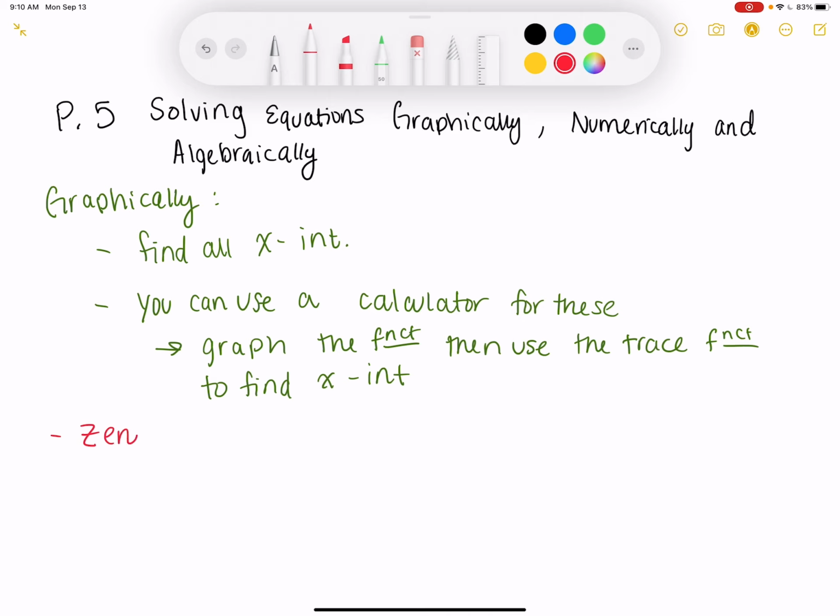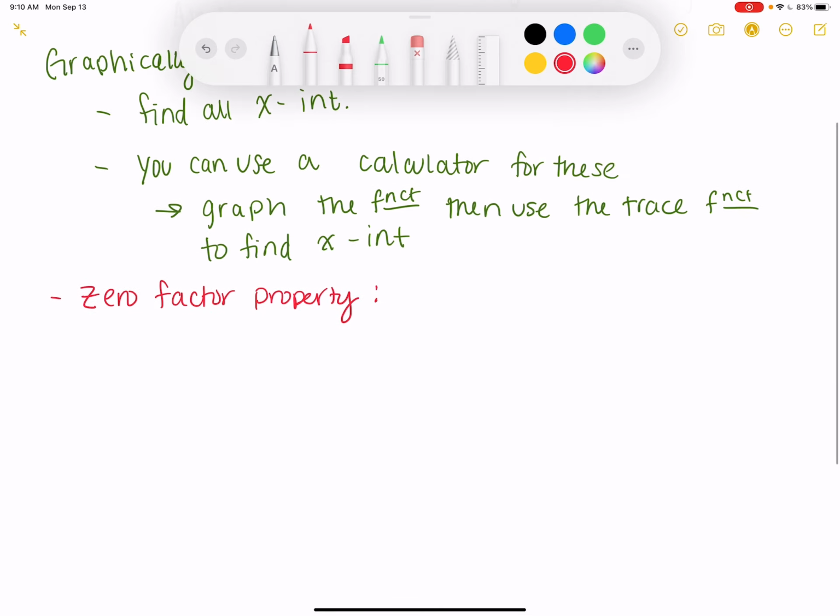Have a zero factor property. Is that under graphically? Yes, it kind of fits the numerically. I don't know, it kind of just goes with all of it. Yeah, it's more so just a definition.